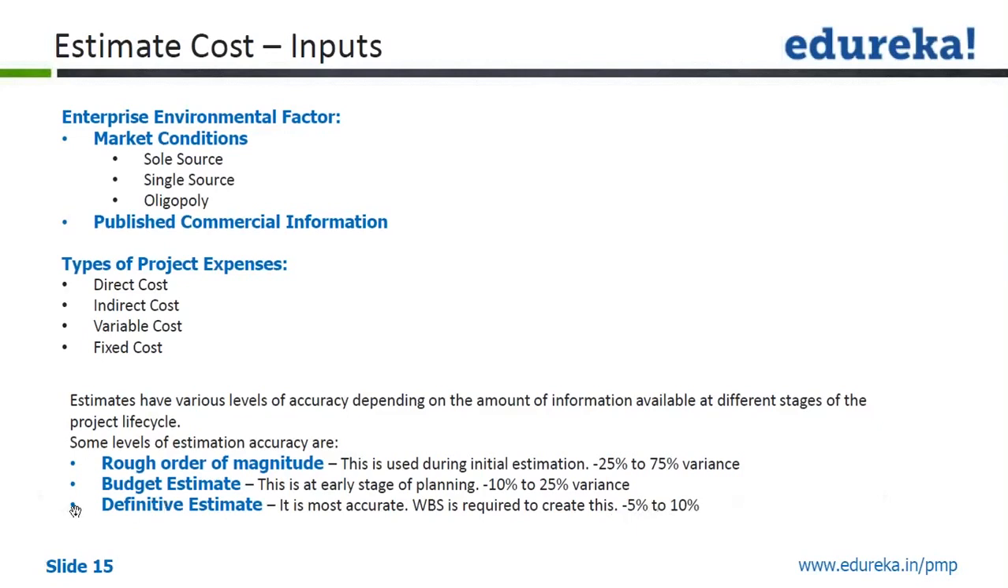That's all there is. So I have seen definitive estimate being mentioned in PMBOK edition 5 with minus 5 to 10%. ROM is also mentioned, minus 25 to 75%. From a PMP examination perspective, these will come as a question, and you may have to remember these figures for ROM and definitive. Budget, I don't remember seeing this, but you may check it out.